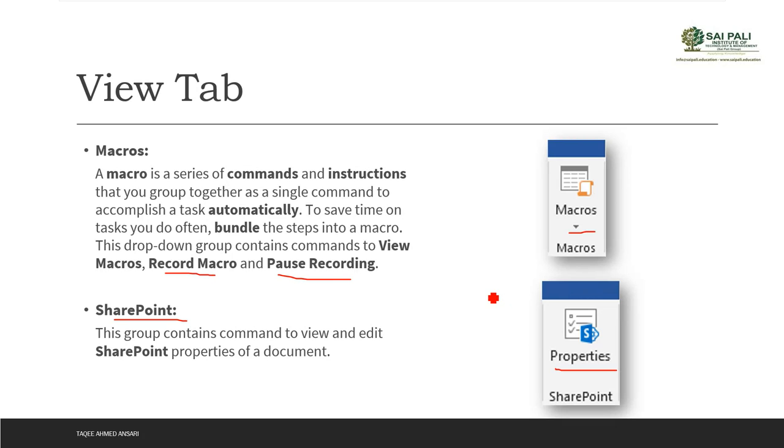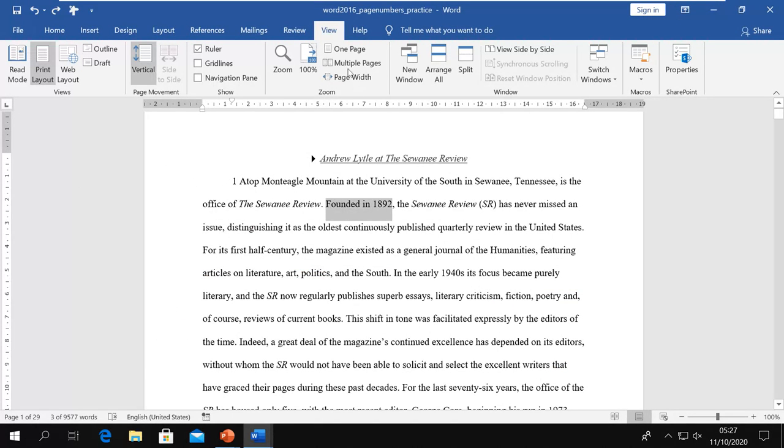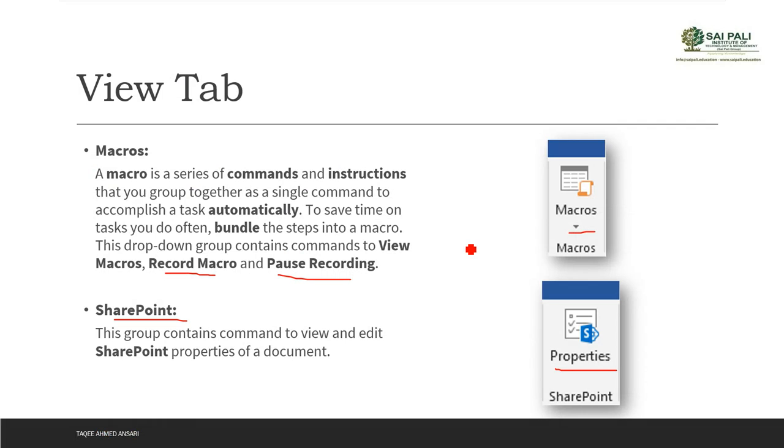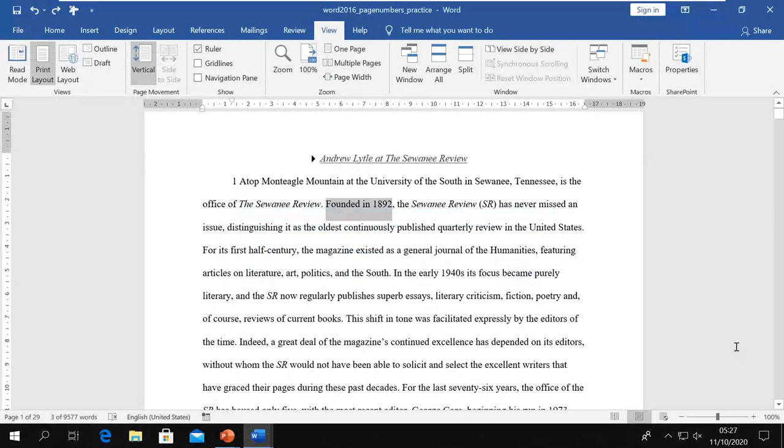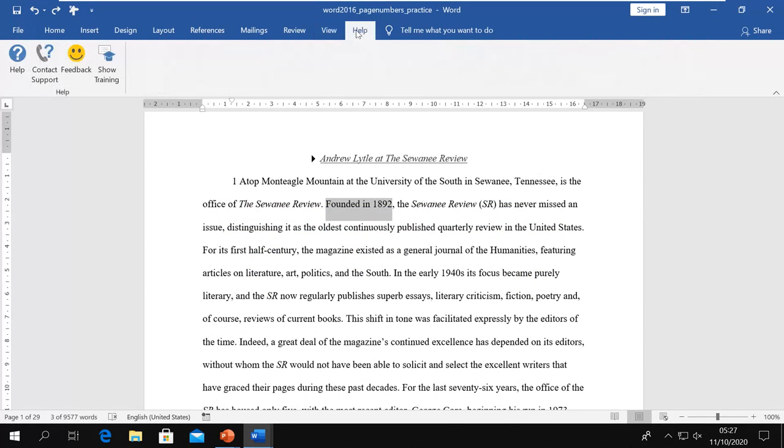Then the last tab you have is what? The Help tab. And this Help tab has only one group, which is Help and Support, and which contains the command to get help from Microsoft, and also you can provide some feedback to Microsoft for improvement of their product. So you have these commands only, and when you go to the Help, you see only this one group, Help, and you can see only these commands.